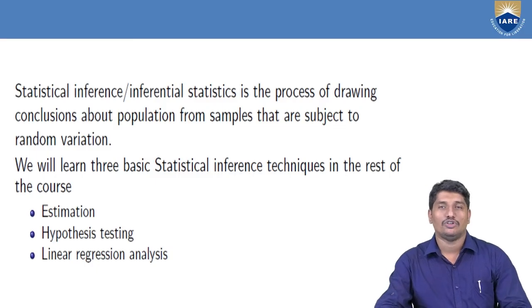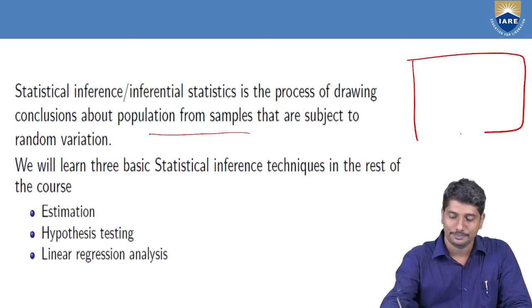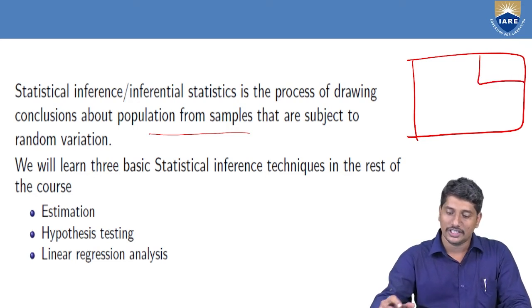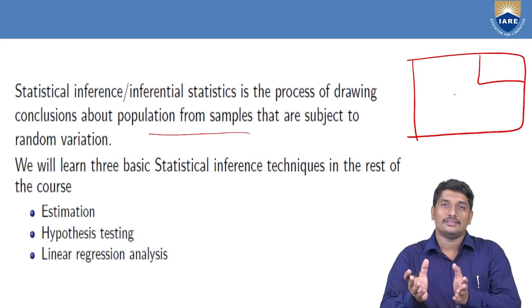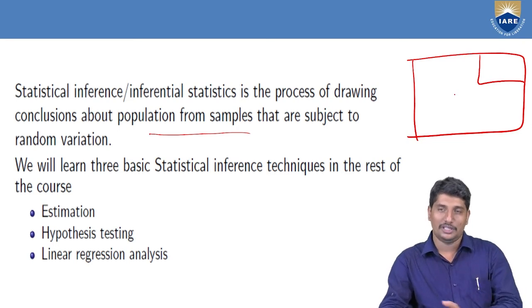In statistical inference, or inferential statistics, which you have come across in your second semester in probability and statistics, we draw conclusions about populations from samples, and these are subject to random variation. That means we study a population based on a sample, a subpart of the population, and try to judge the population parameters using the sample data. There may be little variations whenever you pick up a new sample.